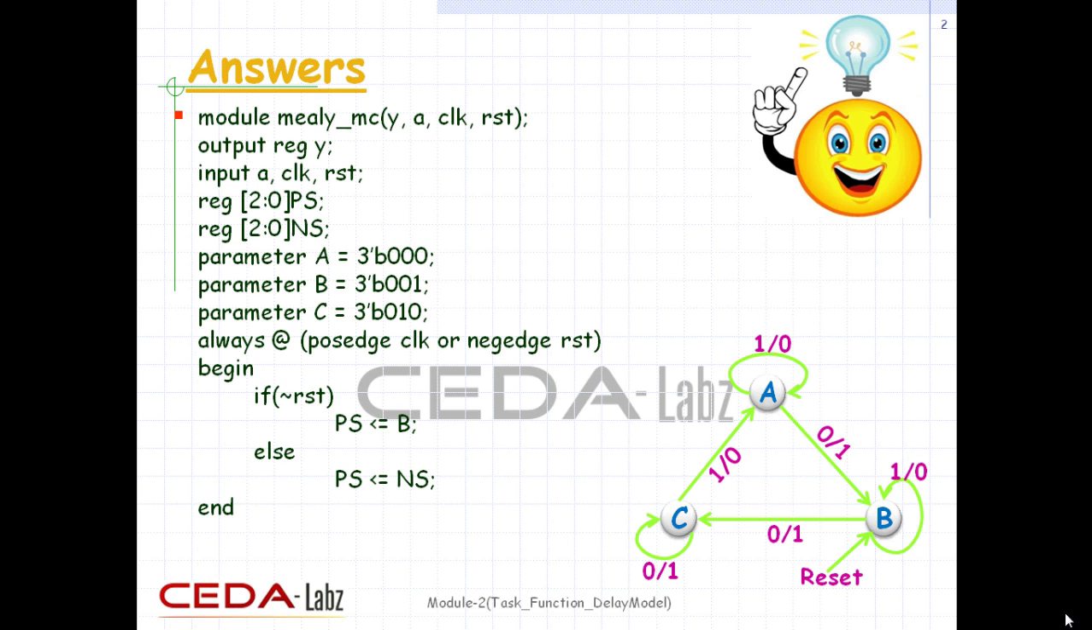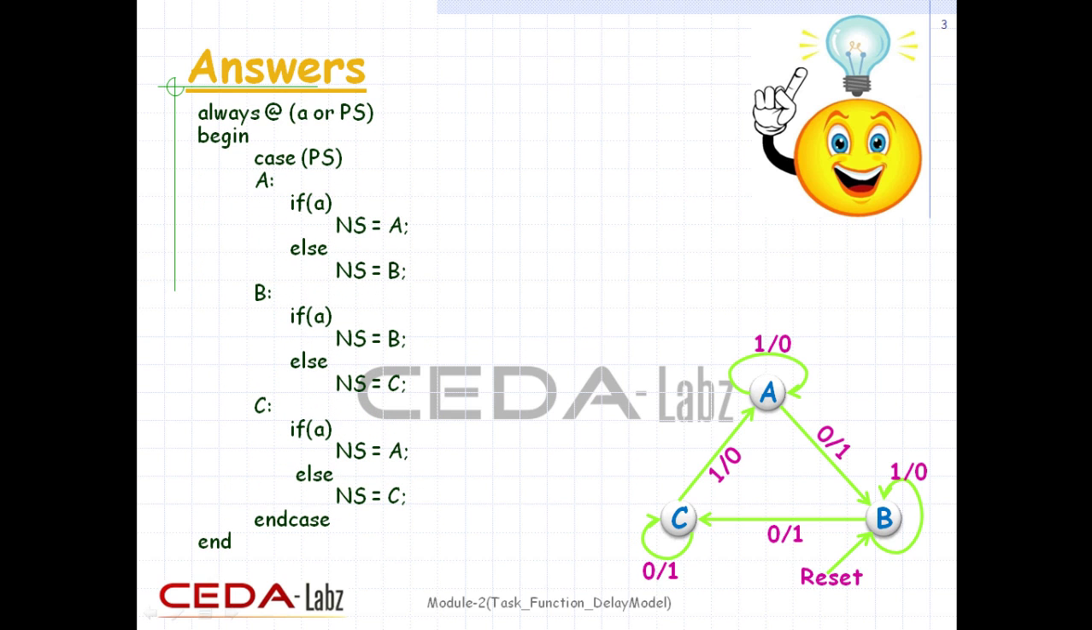This is the memory block, where if reset is low, present will be B, or else it will be equal to next state. Further, this one is the decoding logic part of the code. Here, it is decoded what will be the next state in all cases of input. For example, in case of A, when input is 0, next state is B, and when input is 1, next state is A itself. Similarly, it is written for the rest 2 cases, of B and C too.